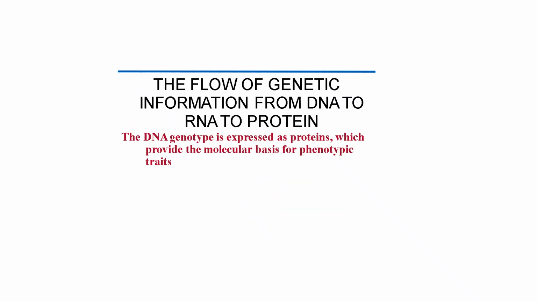The flow of genetic information follows the central dogma. DNA is transcribed into RNA, and RNA is translated into protein. Proteins are the molecules that carry out cellular functions and determine traits. This process ensures that the instructions stored in DNA are expressed as functional molecules.